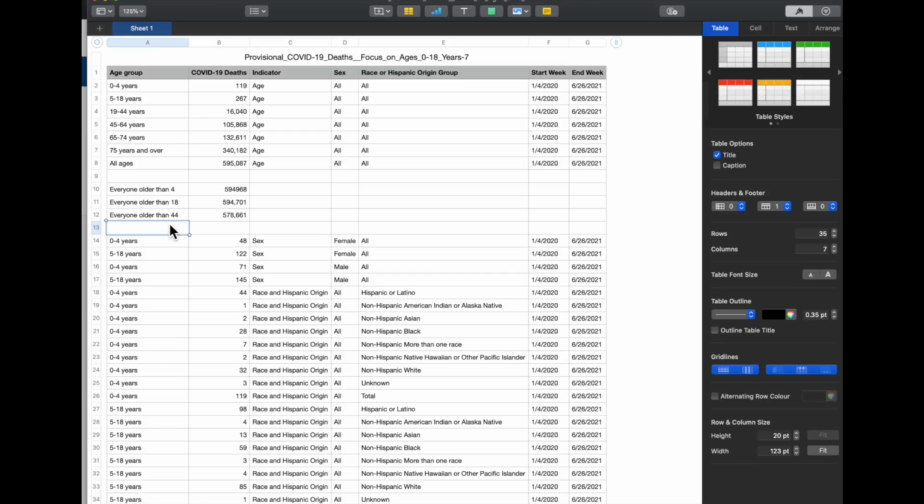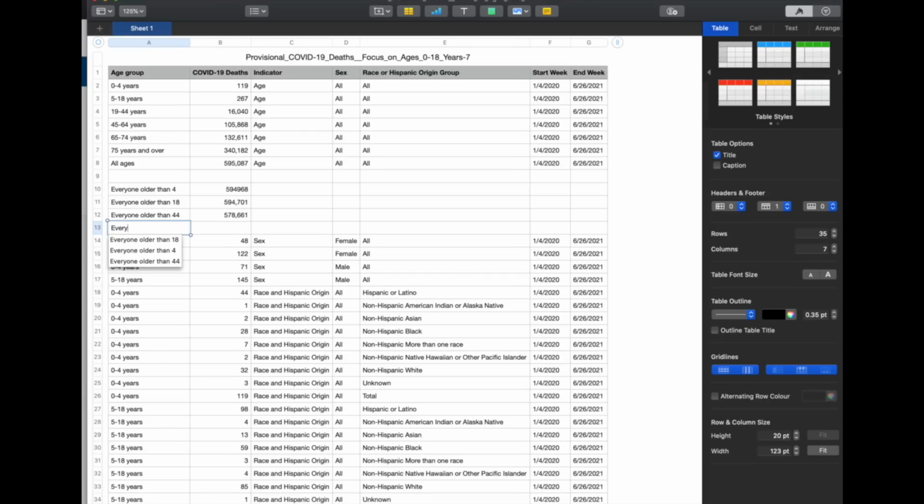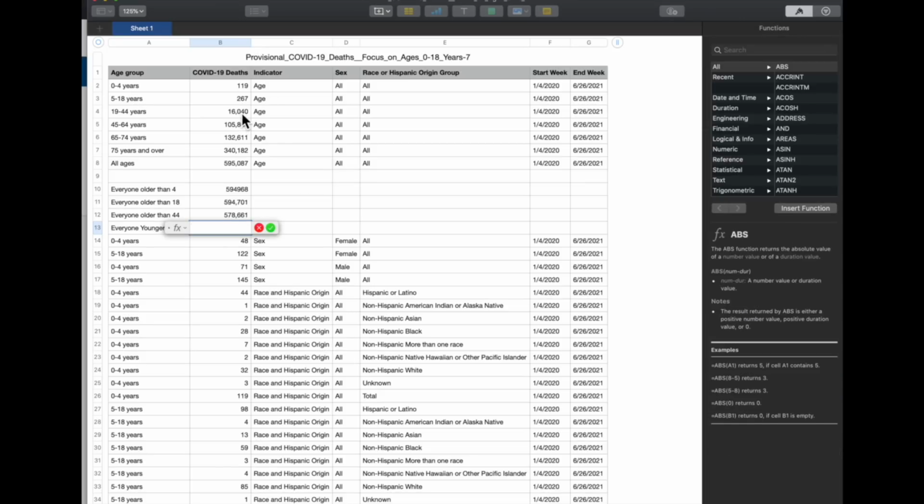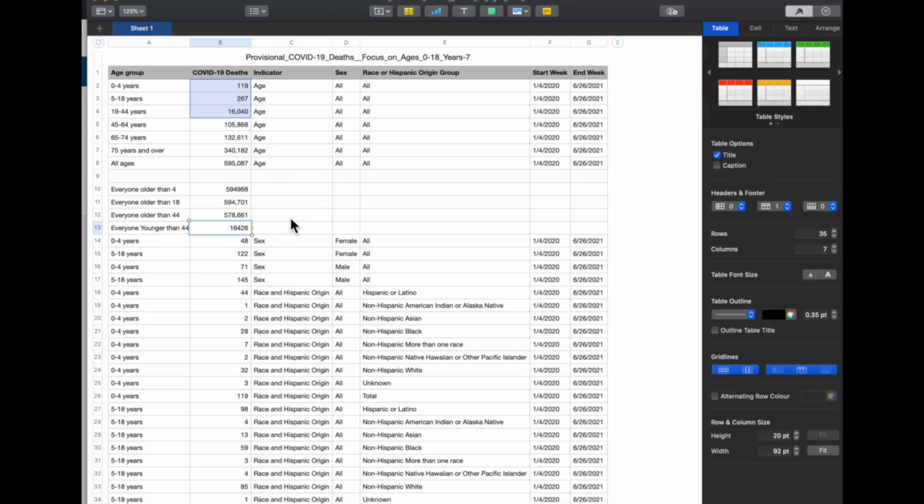And then we can do everyone older than 44 and everyone younger than 44. Let's do that. So this is everyone from 0 to 44. And then this is everyone from 45. Everyone, let's say 45 and older. And now we're going to chart that.